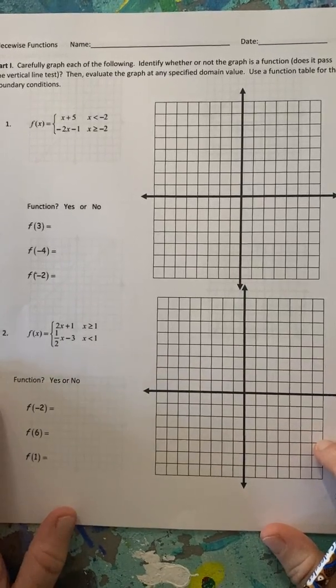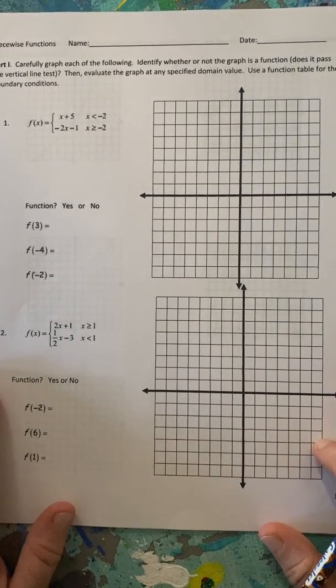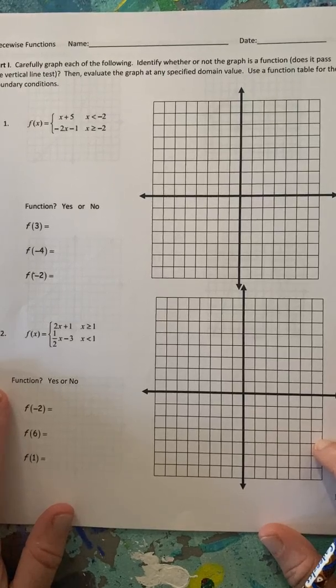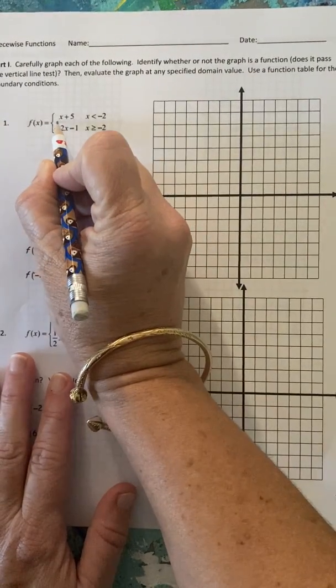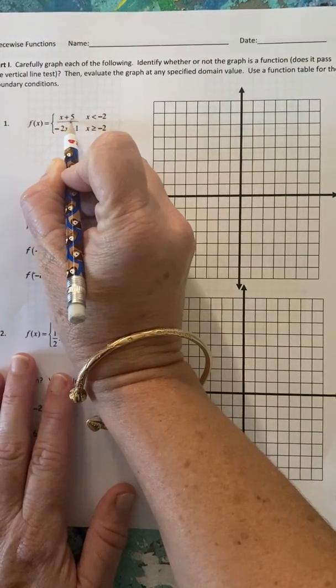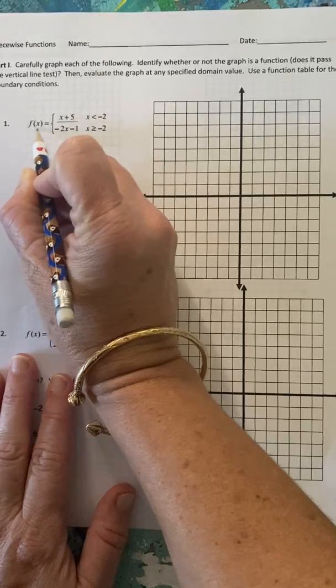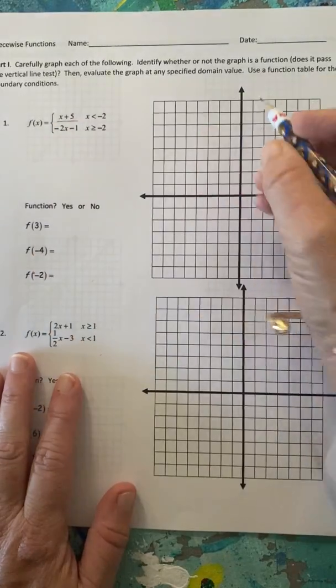We are going to practice some more with piecewise functions. I know they were giving you guys a little bit of a hard time, so I'm going to practice graphing on this section. The way that we do this is I look at this first equation, and it says f of x equals x plus 5. So I'm going to graph that.